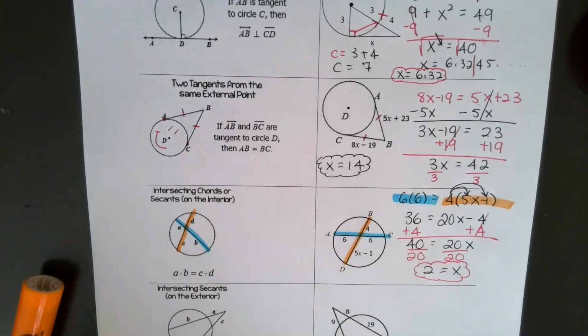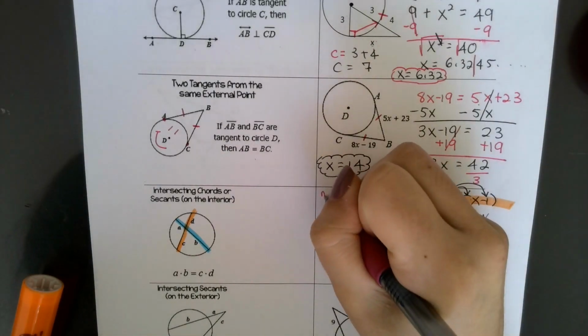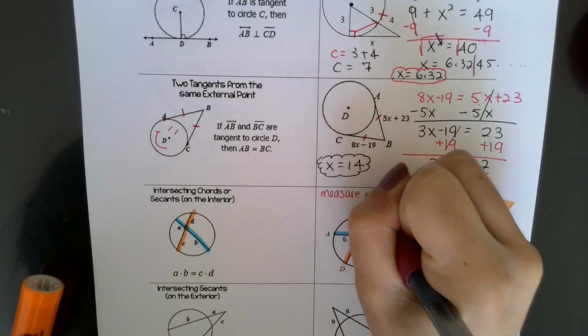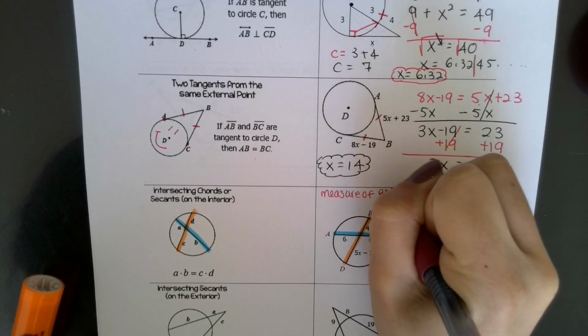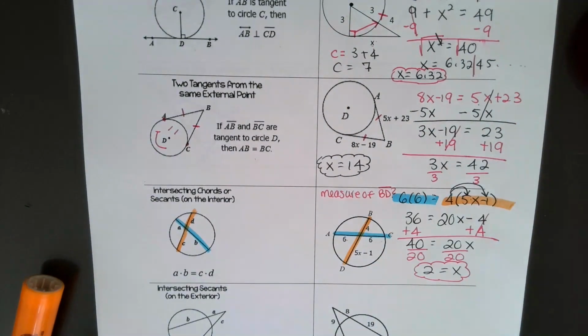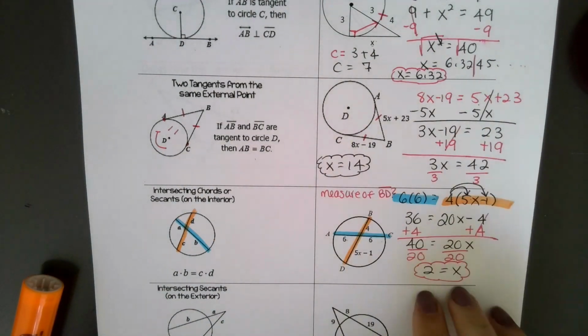Now, sometimes there'll be a question that's not asking you to solve for x. It might ask you, what is the measure of BD? What is the measure of segment BD? So, even if they start off that way, you still have to solve for x first.